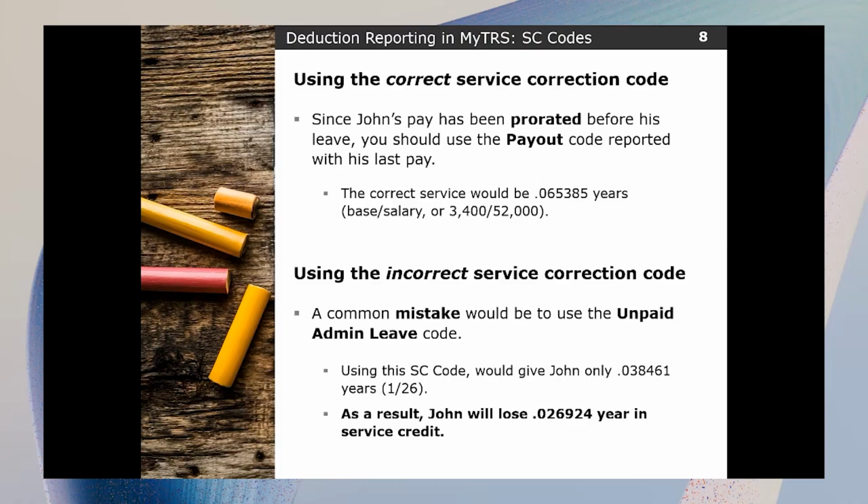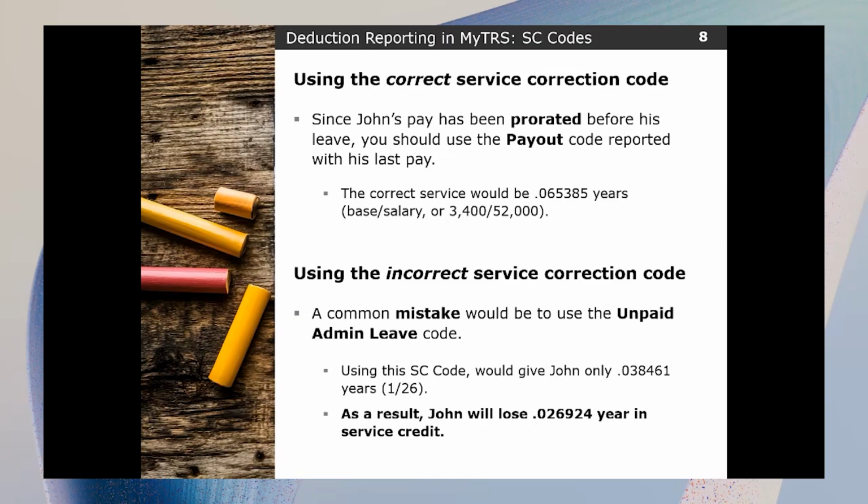The correct code to use in this situation is the payout code. That way he will get the additional service that he's owed for time worked. So if you use the payout code, he will receive 0.065385 years worth of credit, which is the $3,400 he was paid divided by his annual salary of $52,000.